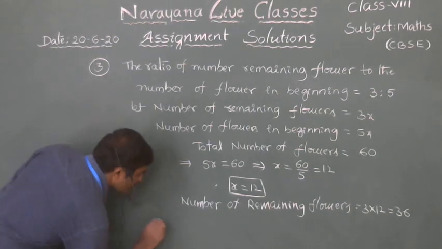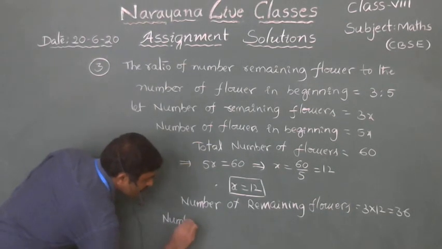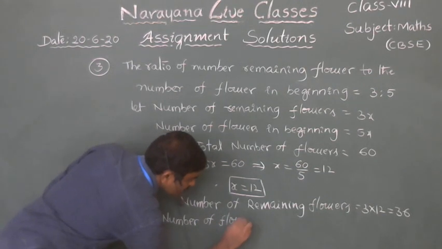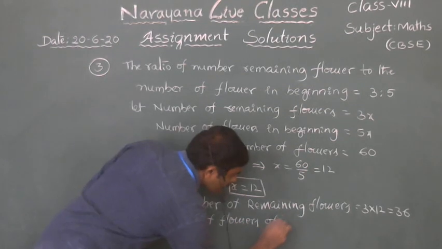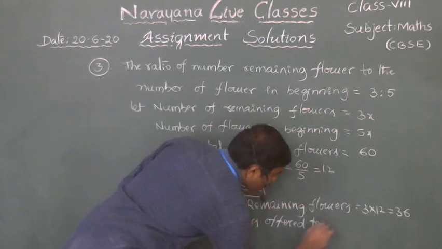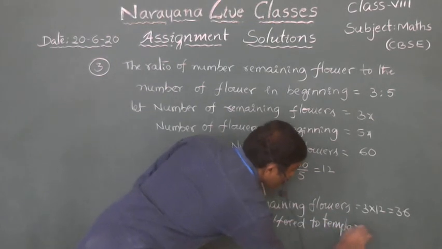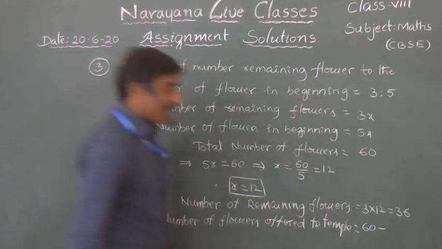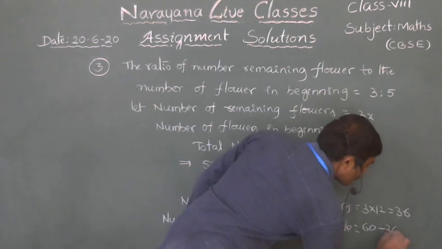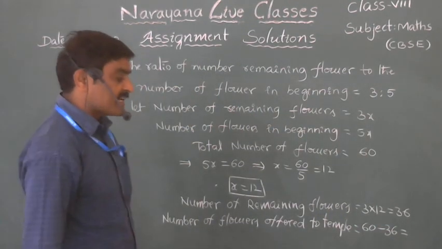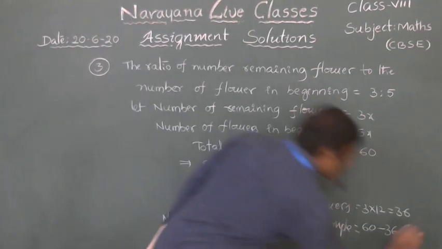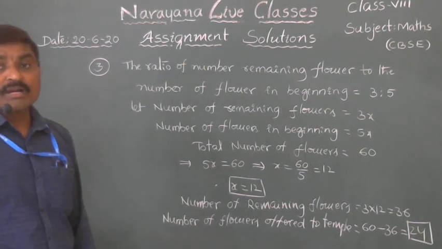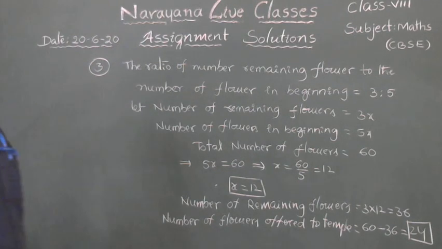So number of flowers offered to temple equals number of flowers in the beginning, which is 60, minus remaining flowers, which are 36. So how many flowers are left? 60 minus 36 is equal to 24. So number of flowers offered to temple equals 24. This is the third sum.